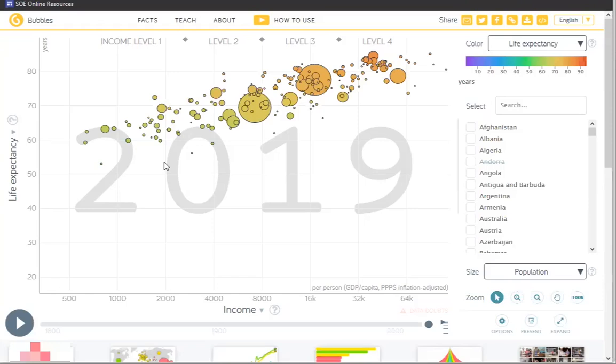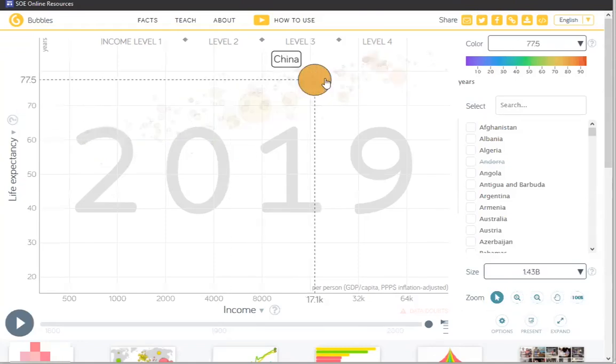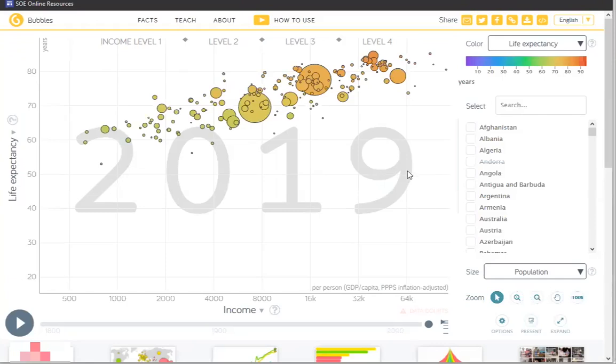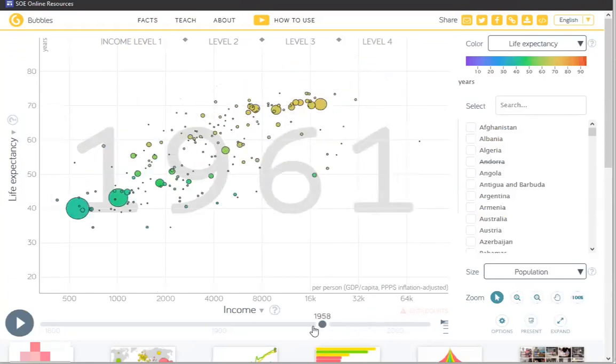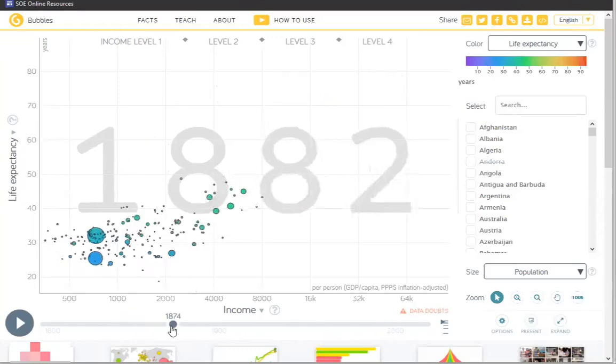Or where does each country stand, better to say, with respect to life expectancy versus income. But now, with the help of the third dimension, the size of the bubble, I can also see how the population affects this. And this is for 2019, but we can go back and take a look at the same thing for other years.